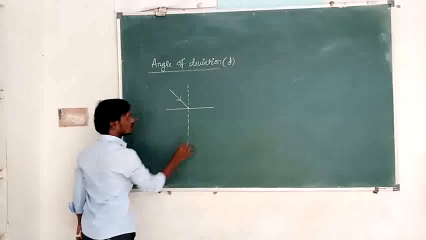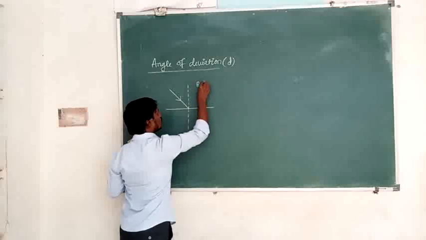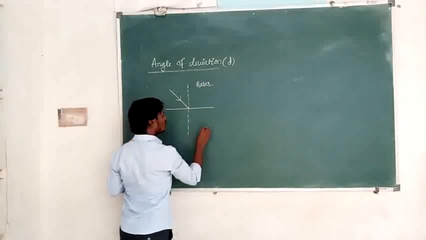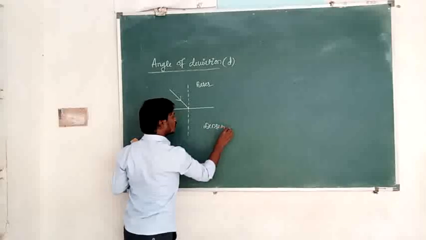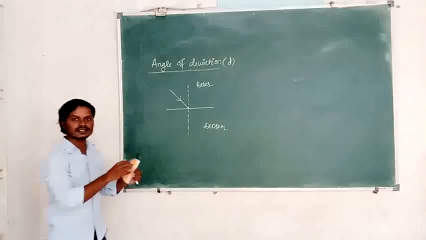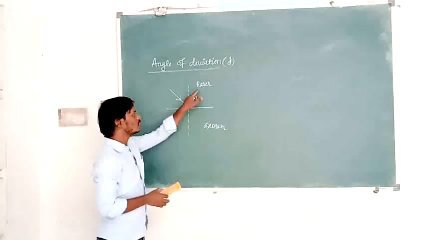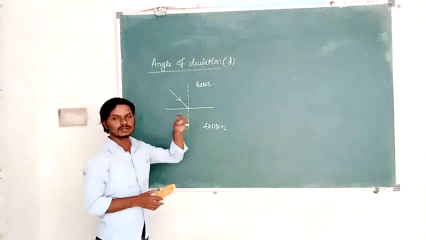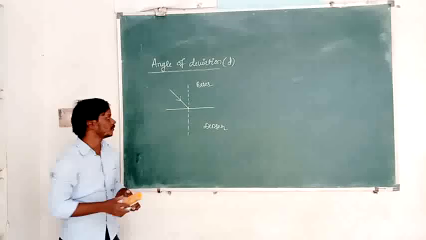It is a normal. So, from which medium to which medium is light traveling here? It is traveling from rarer medium to denser medium. A denser medium is the medium having the high refractive index. In this medium, the speed of light decreases. What is a rarer medium? It is a medium having the lower refractive index. In this medium, the speed of light increases.